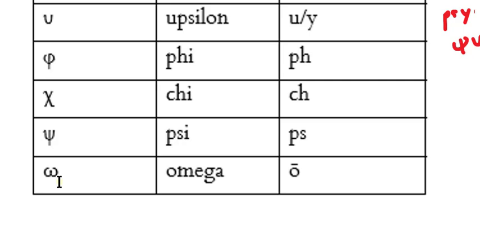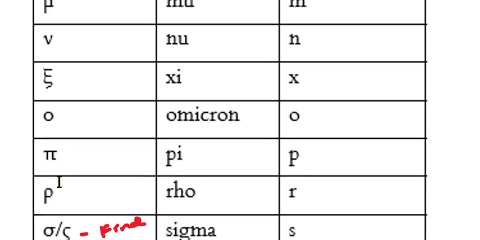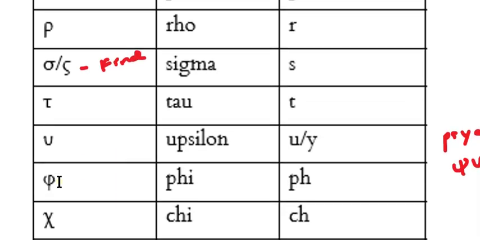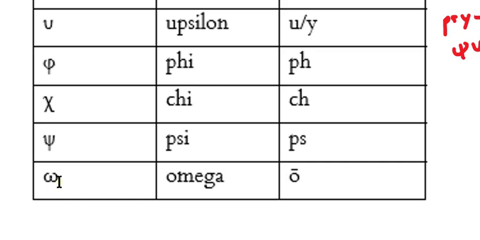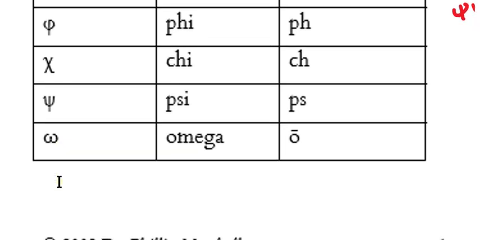Ready? Alpha, beta, gamma, delta, epsilon, zeta, eta, theta, iota, kappa, lambda, mu, nu, xi, omicron, pi, rho, sigma, tau, upsilon, phi, and chi, and psi, omega. And last time.